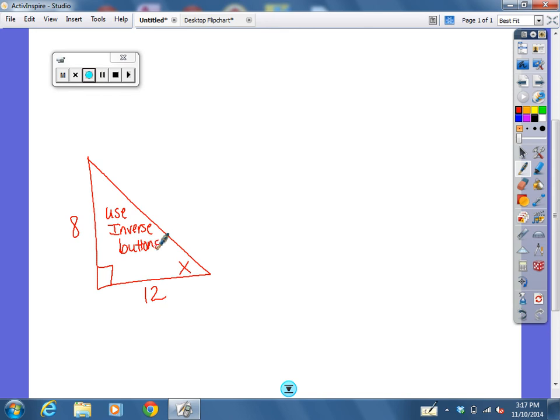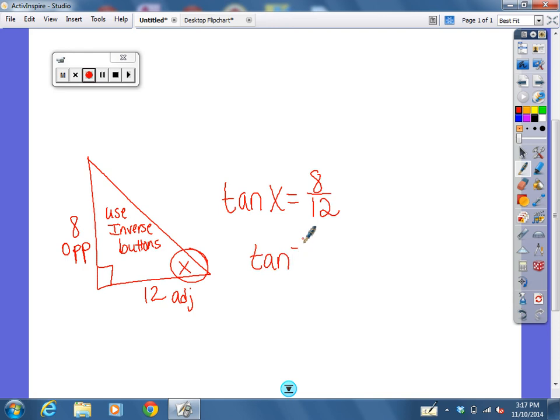Alright, so if I'm looking at this angle, what does that 12 and 8 have to do with that angle? What relationship? Well, that 12 is a lot closer to that angle than that 8 is, so 12 is adjacent, and the 8 would be opposite. So which function works with opposite and adjacent? That is tangent. So tan of x is equal to tripping on apples, so 8 over 12. I'm looking for that angle, so I'm going to use the inverse button: tan of -1, 8 over 12.